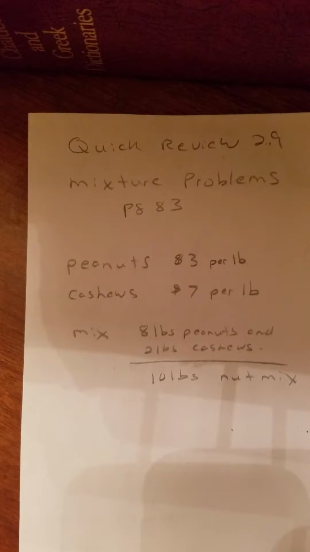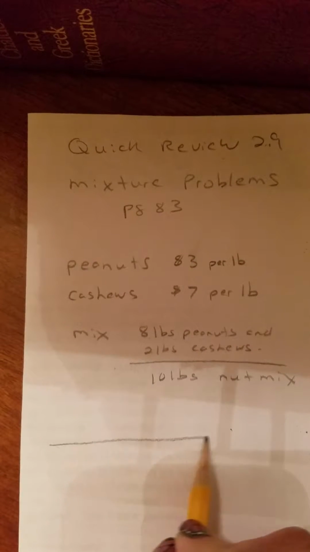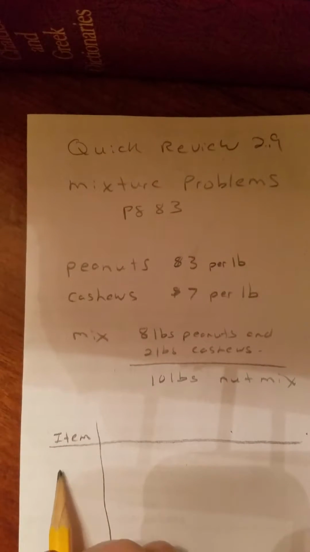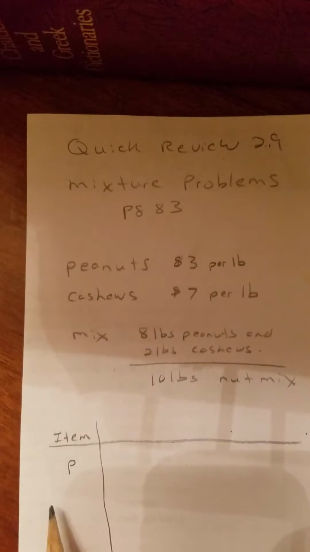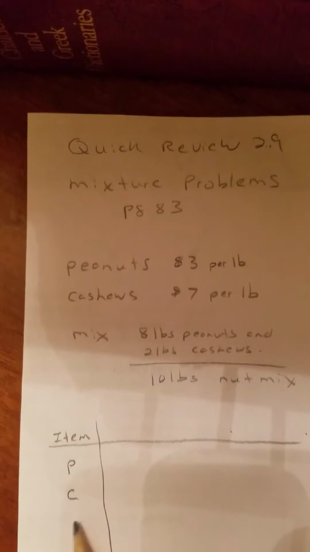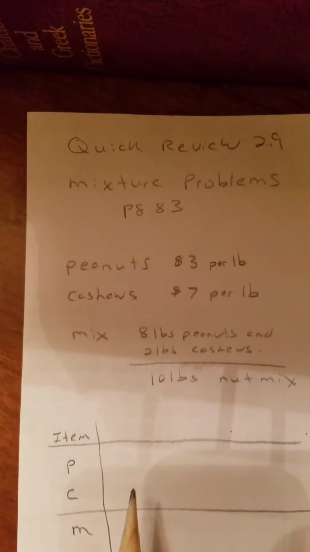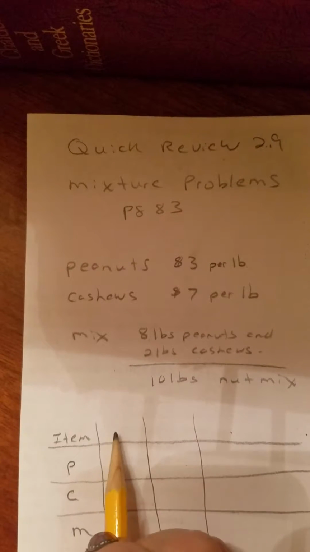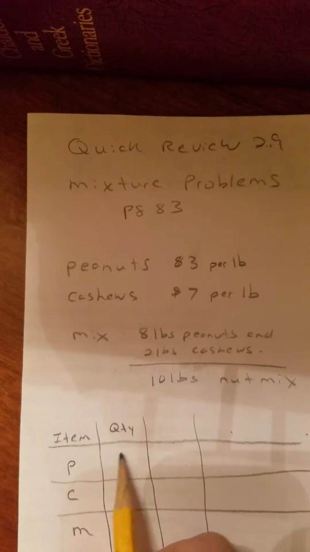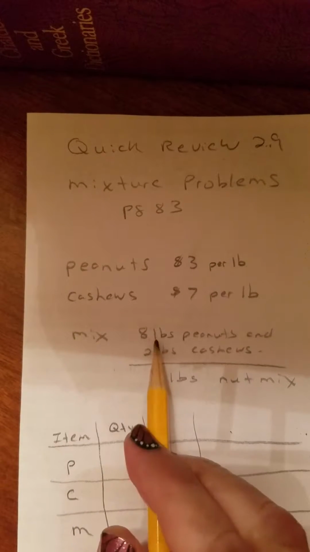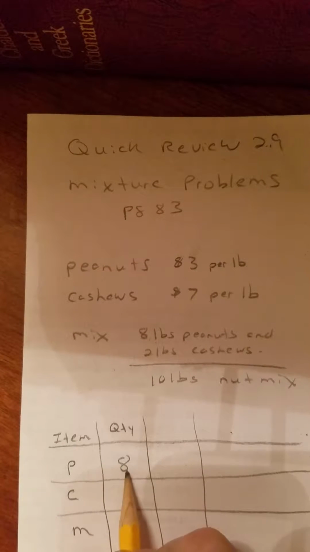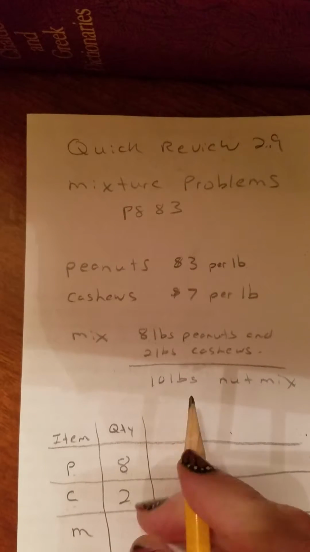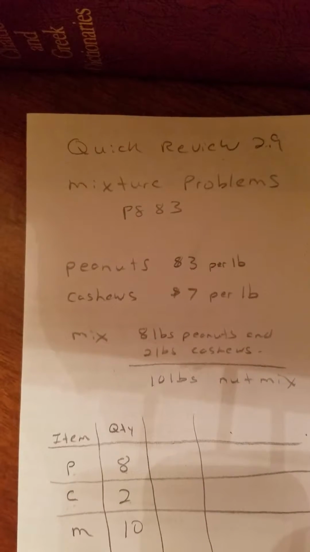So we're going to use a chart or a table. Usually in the table, the first thing, a lot of times, you're going to do the items. So the items are the peanuts, I'm just going to write P for peanuts, and C for cashews, and then we have the mix, okay? And here we might put the quantity of each one. They wanted 8 pounds of the peanuts and 2 pounds of the cashews so that they got a mix of 10 pounds.